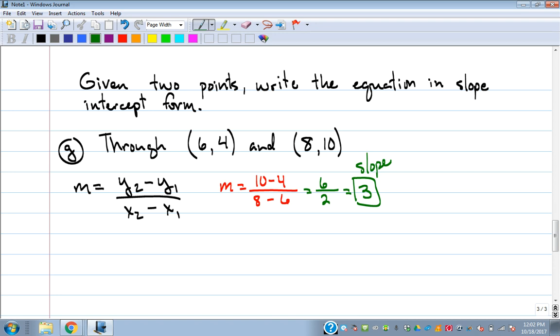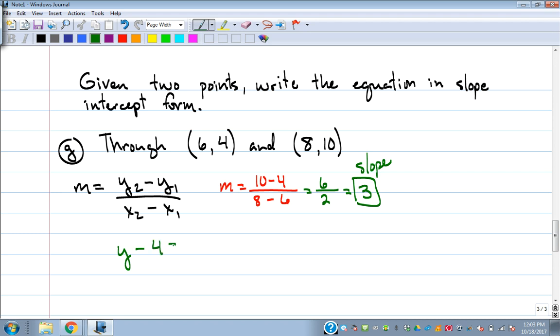Yeah, use one of the points. Doesn't matter which one I use. Pick the one you think is the easiest. I'm going to pick 6, 4 because it's smaller numbers. No real reason to do that. If you want to use the second one, you can. Just pick one of the ordered pairs, and it's back to examples D, E, and F. It's the same thing. Once you find the slope, pick an ordered pair.